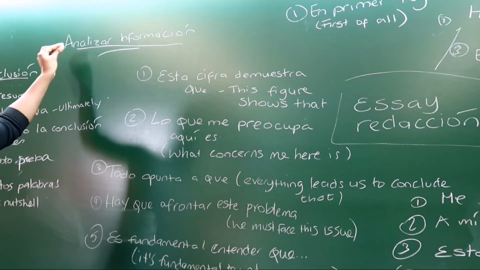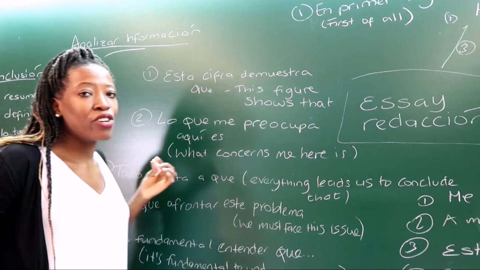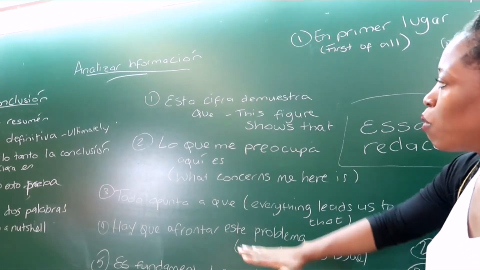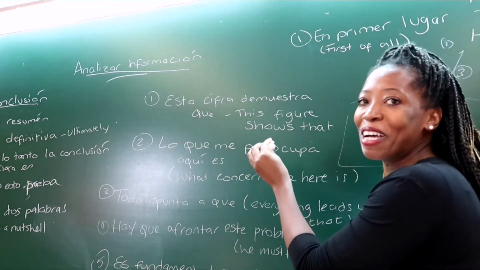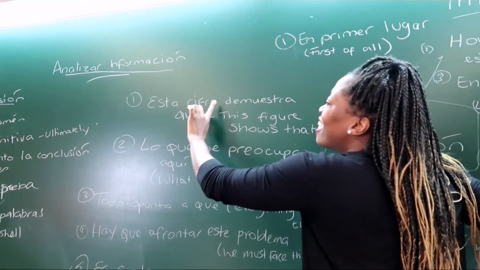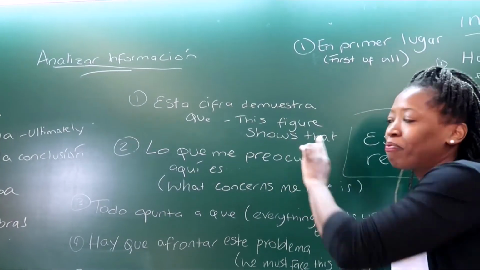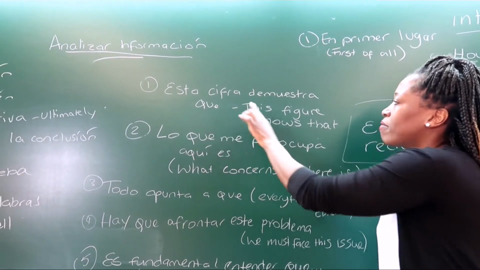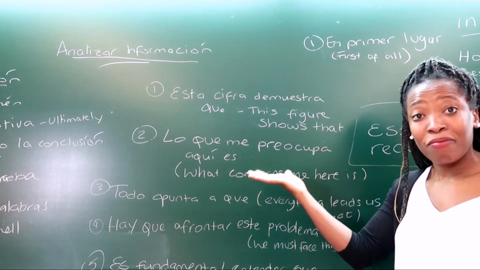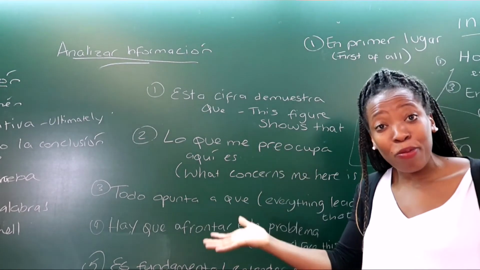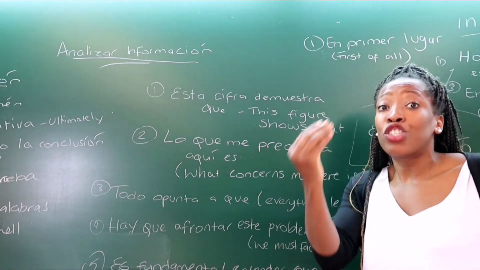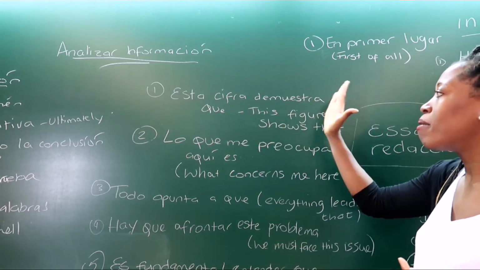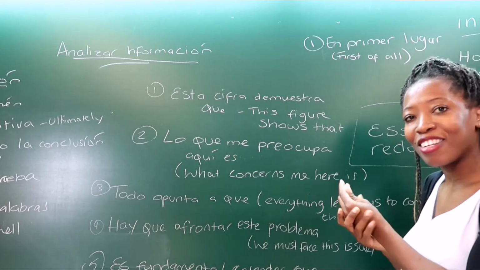So, and the next part is analyzing the information that you have. So, I've got your 5 points here. Make sure you're keeping up. Okay. Esta cifra muestra que. This figure shows. Whatever it is that it shows, you explain what it shows. You then go on to elaborate on what it shows. Esta cifra muestra. This figure shows that.